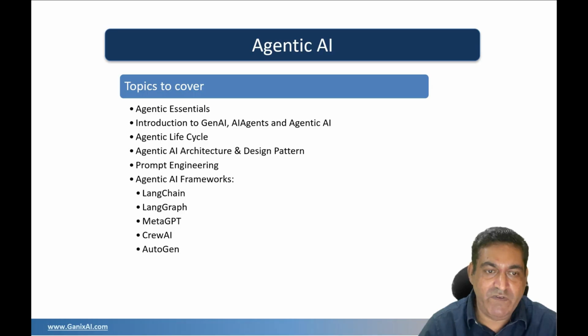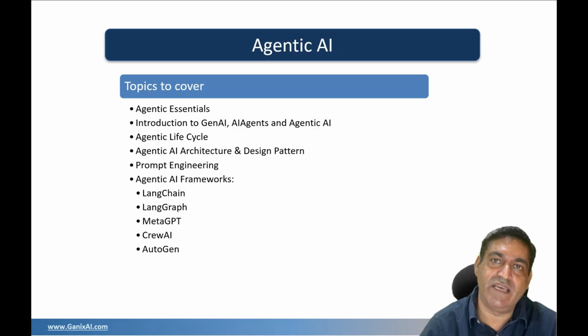And finally, we will explore some of the most popular Agentic AI frameworks like LangChain, LangGraph, MetaGPT, CrewAI, AutoGen. We'll cover them with examples also. So by the end of this series, you will have a complete understanding of how to design, build and deploy your own Agentic AI system.